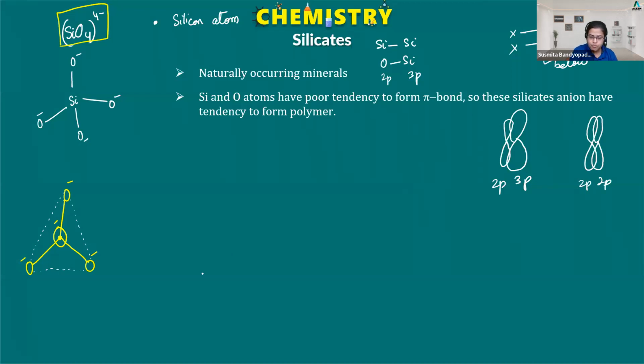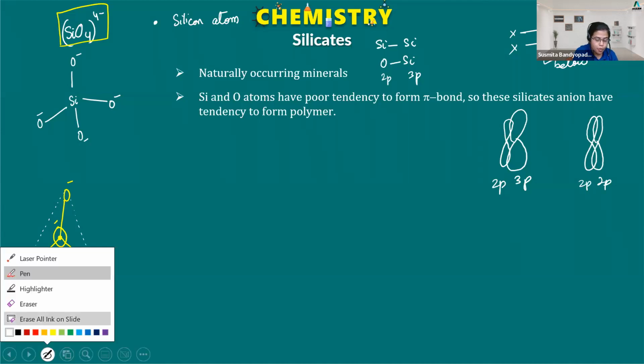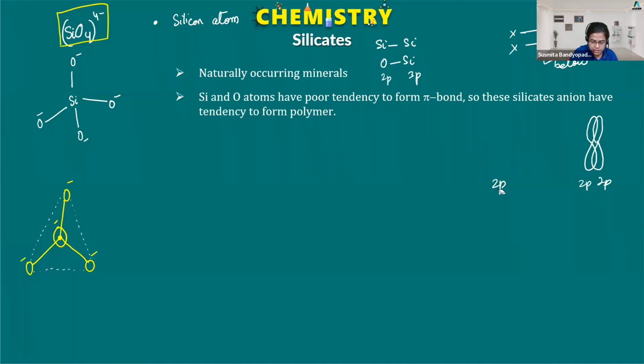So what do they do? No back bonding from oxygen to silicon. So silicon and oxygen atoms will have a poor tendency to form pi bonds due to lack of effectiveness of overlap. So these silicate ions have a tendency to form polymers. They form single bonds and form polymers.